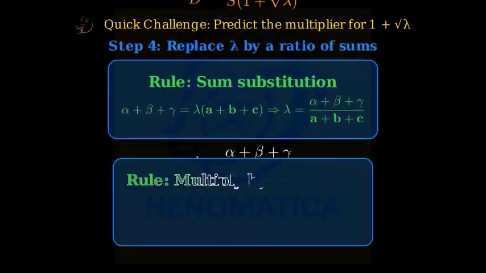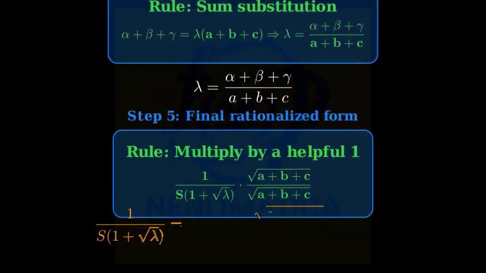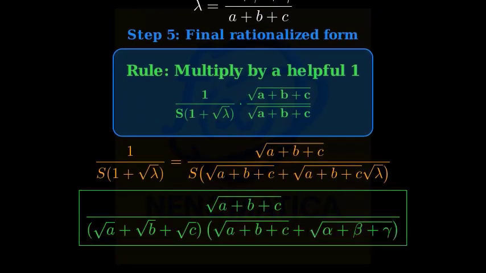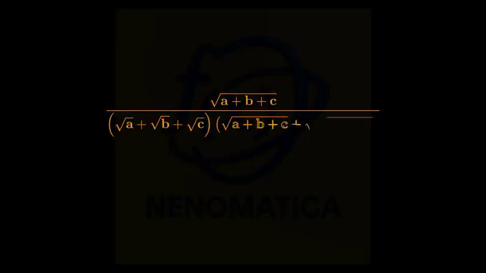Rationalize the factor 1 plus square root of lambda by multiplying top and bottom by square root of a plus b plus c. Let us display the example clearly. Then we will apply the rule boxes and step through the process.